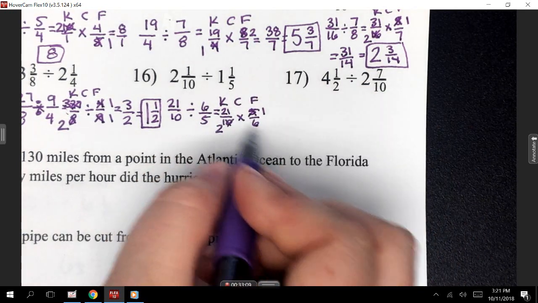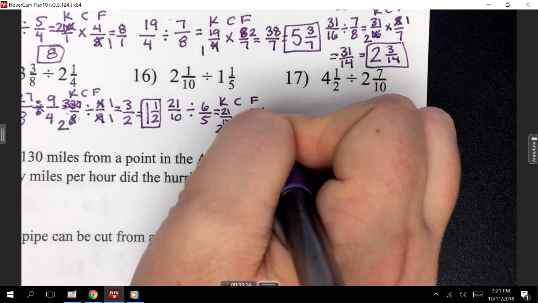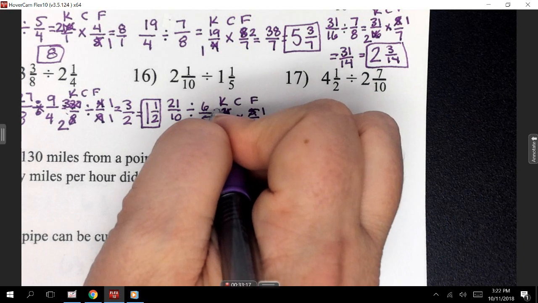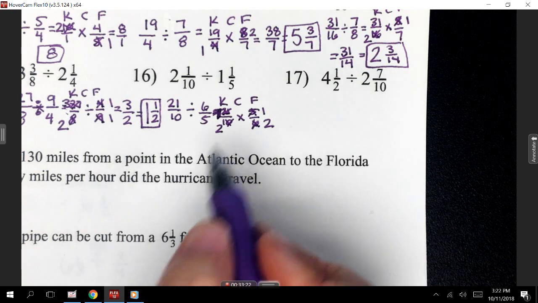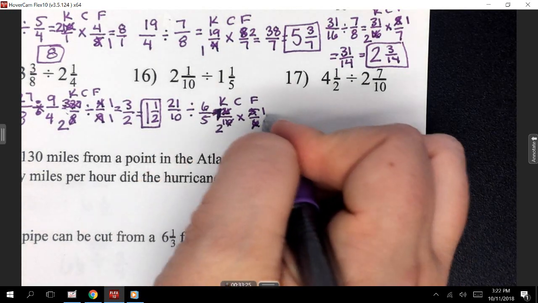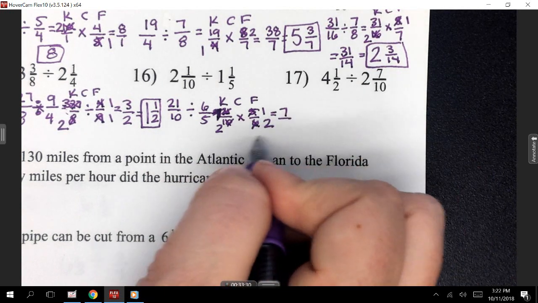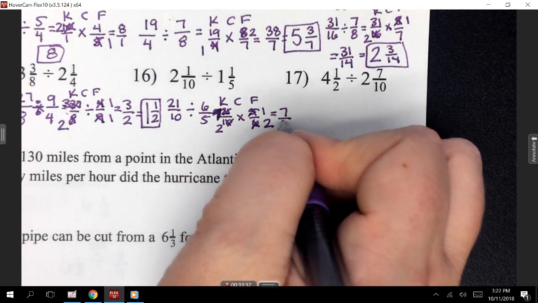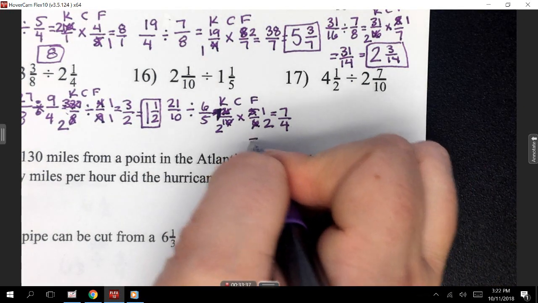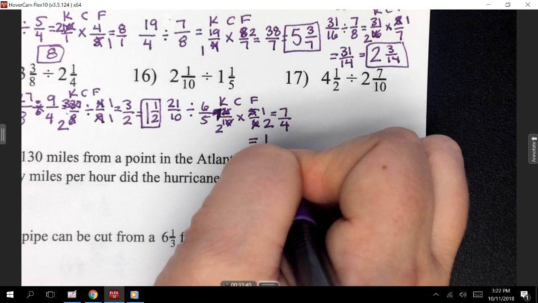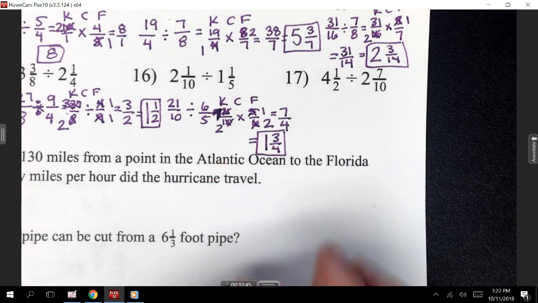21 and 6, be very careful. Remember, I love my 3s. 3 can go into these. 6 divided by 3 is 2. 21 divided by 3 is 7. So I have a 7 there, and that's a really ugly 7, but it's there. All right, so now on the top it says 7 times 1, which is 7, and on the bottom it says 2 times 2, which is 4. Okay, we need to make that improper, so I'm going to go down here. 4 will go into 7 one time with 3 left over, so I end up with 1 3/4.